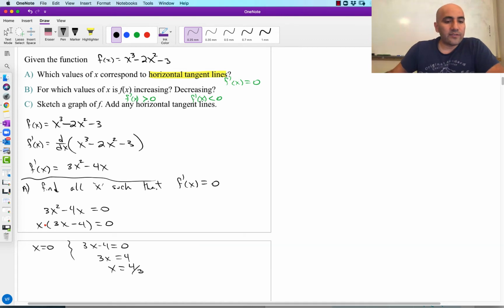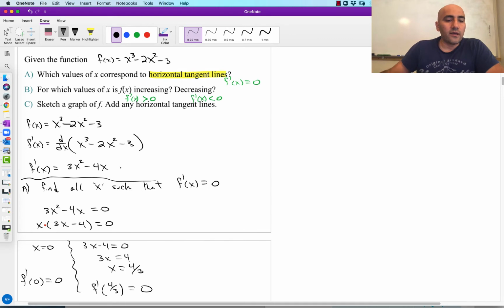So for part A, we've established that when x equals 0, the first derivative of this function is going to be 0. From here, we've established that f prime of 0 equals 0. And from here, we've established that f prime of 4/3 is also going to be equal to 0.